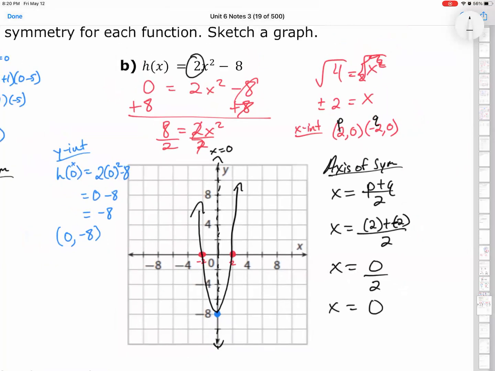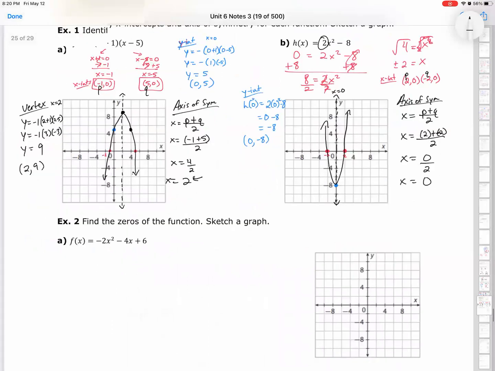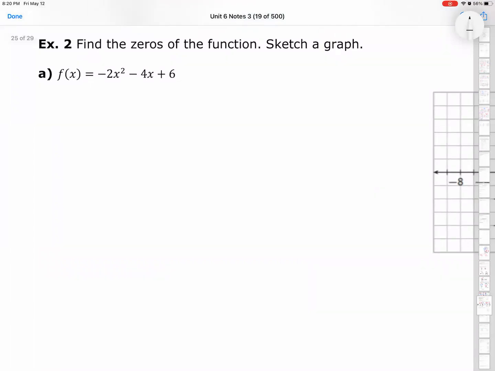All right. Now let's go ahead and take a look at example 2. Here we have to find the zeros of the function and then sketch the graph. I'm going to go ahead and get us started, but then I want you to pause the video and give it a fair shot, okay? To find the zeros, zeros is another word, like we've said in the past, for x-intercepts. So anytime you hear a teacher say, hey, find the zeros, they're talking about x-intercepts or roots as well.